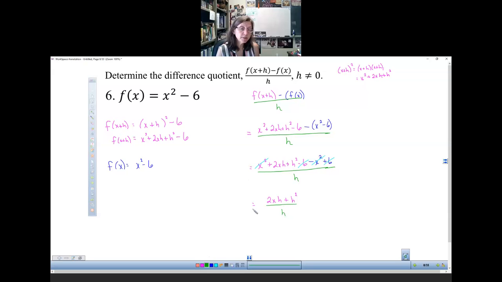Now, you can simplify this a couple of different ways. I'm going to think of just this h dividing into each of these terms. And when I do that, h divides into this term, leaves me with a 2x. And h divides into h squared, leaves me with an h. And so this is my difference quotient for this function. Questions?